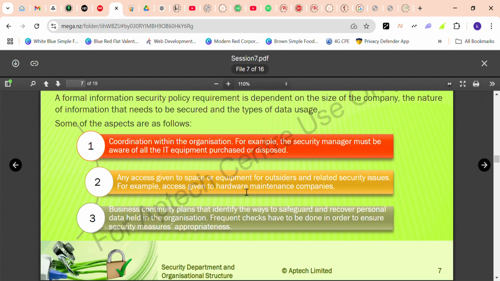And number two, any access given to space or equipment for outsiders and related security issues, for example, access given to a hardware maintenance company. Here, maybe we can be talking about a data center or every external organization that maintains your assets. The security and everything also has to be implemented. And a business continuity plan that identifies the way to safeguard and recover personal data held in the organization. Frequent checks have to be done in order to ensure security measure appropriateness. So that is for that.